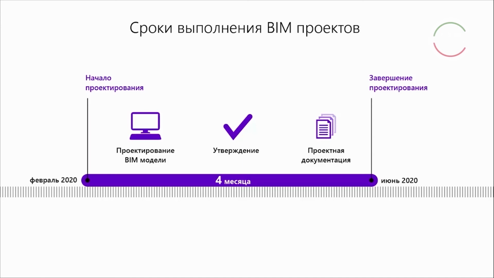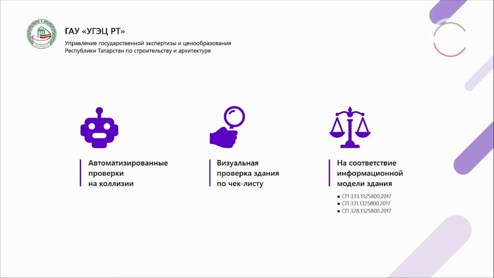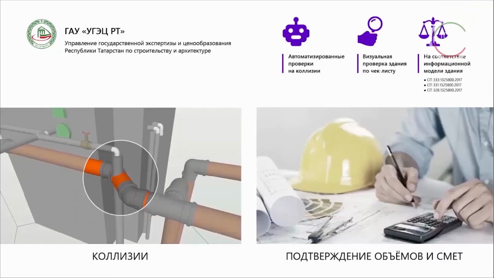Using all the approaches in information modeling, in 4 months after the operation started, the information model and design documentation was submitted to the state expertise of the Republic of Tatarstan, and its specialists in a regular mode tested the BIM in accordance with the following criteria: automated test for collisions and conflicts, visual checklist, and checking according to meeting the information model of the building.